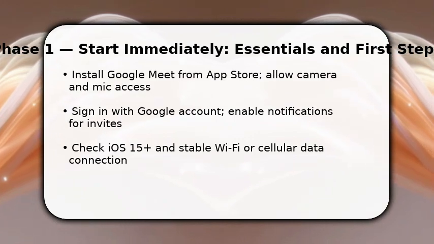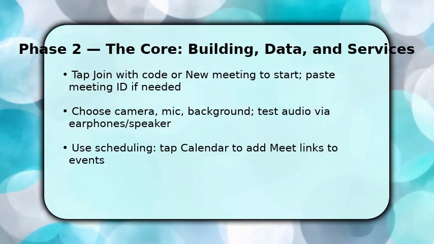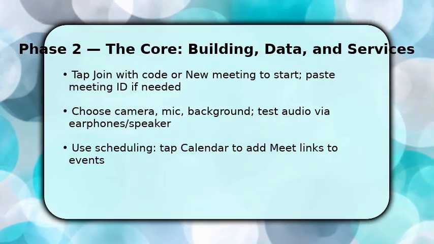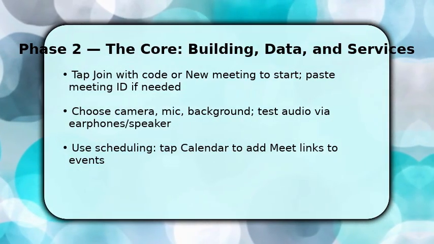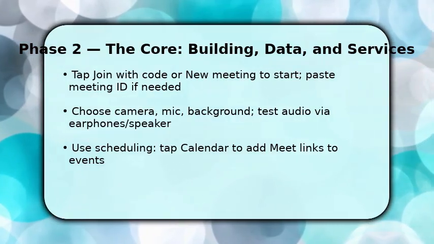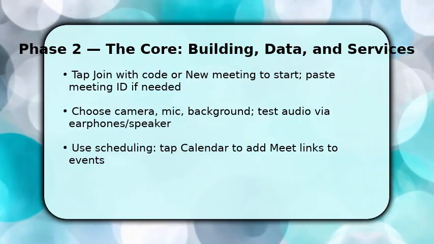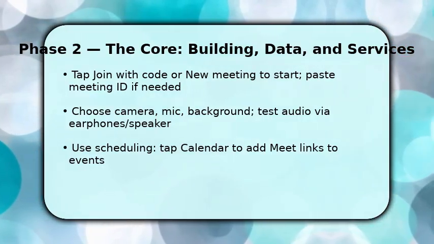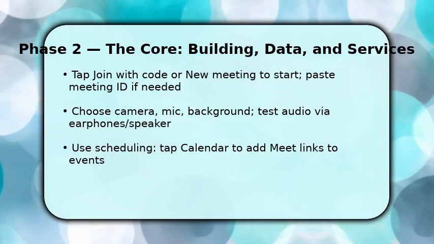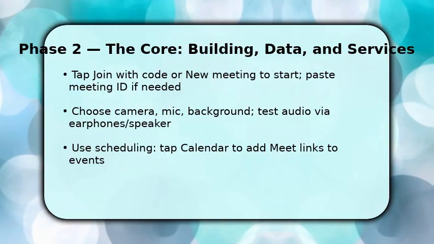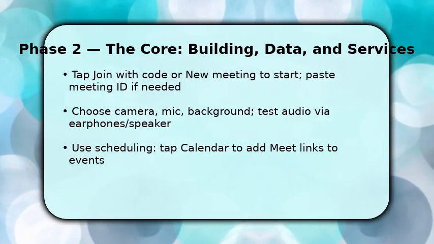Tap Join with a code if you have an ID or new meeting to start instantly and share the link. Choose your camera and microphone settings, switch between front and back cameras, and toggle noise suppression when needed because audio clarity affects participation. Use the background replace or blur feature for privacy. If scheduling, open calendar, create an event, add a meet link, and invite attendees. This keeps meeting starts organized and reduces last-minute confusion.